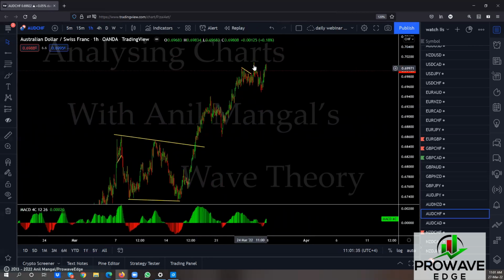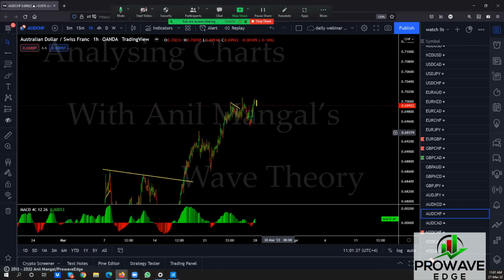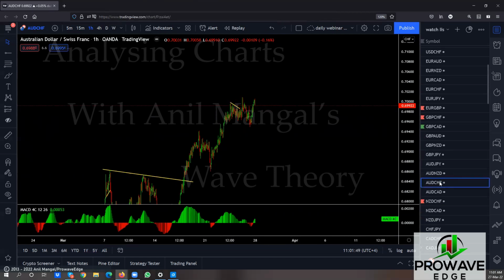Can it be this is a running flat here and they take off? If you get a flag here, buy. If we get a flag here, we'll buy it. If it makes a flag here, we'll buy it because I'll assume that this is a running flat. That's a possibility. It's not a perfect one, but if it goes, that is something you can look at.